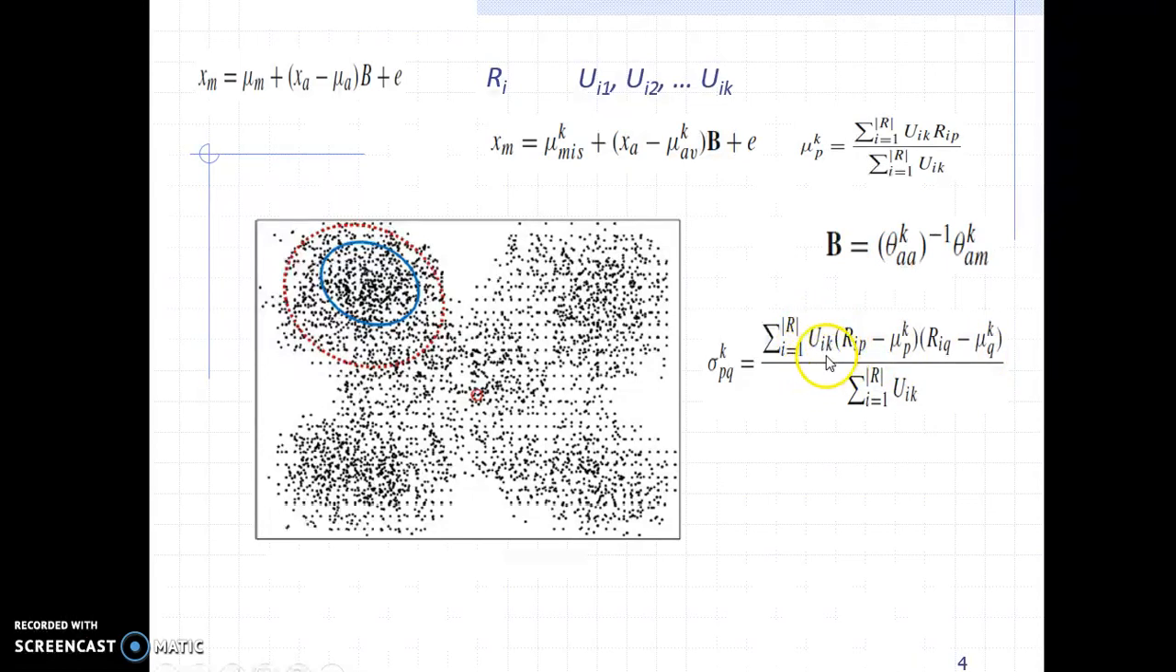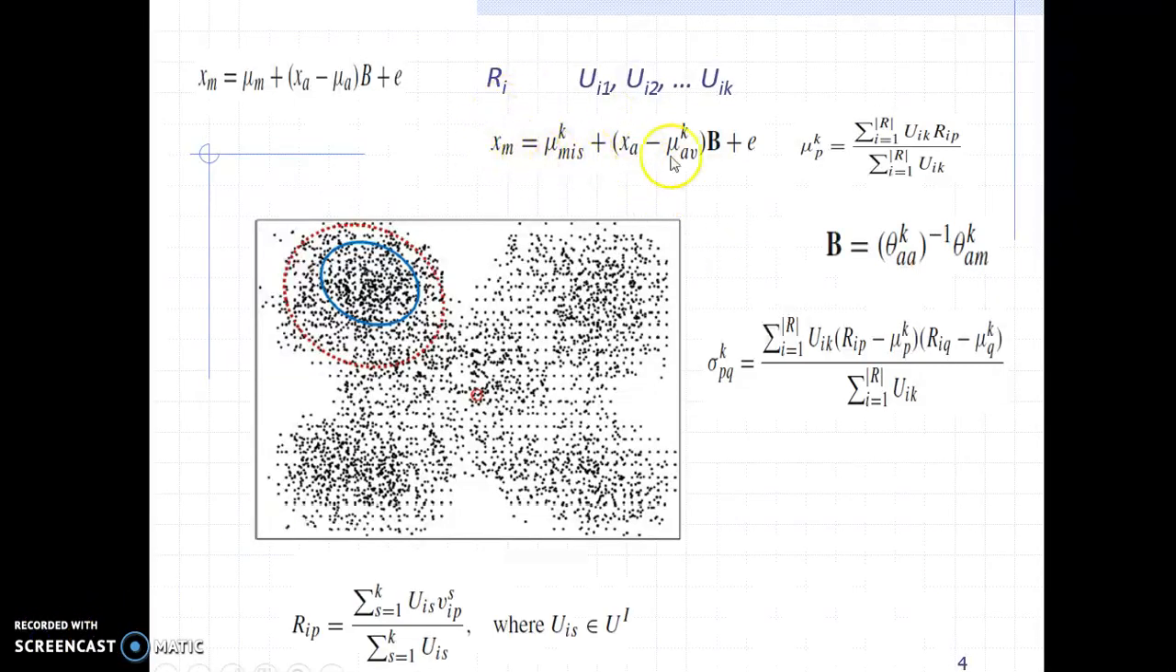So we are multiplying the membership degrees for each record when we compute the difference of the pth value of that record with the pth mean, and this is how we can modify the existing or traditional covariance calculation to take fuzziness into consideration. And then when we complete computing all of these PQ pairs of covariance, that can be used to compute B, and then B can be used to compute the missing values XM.